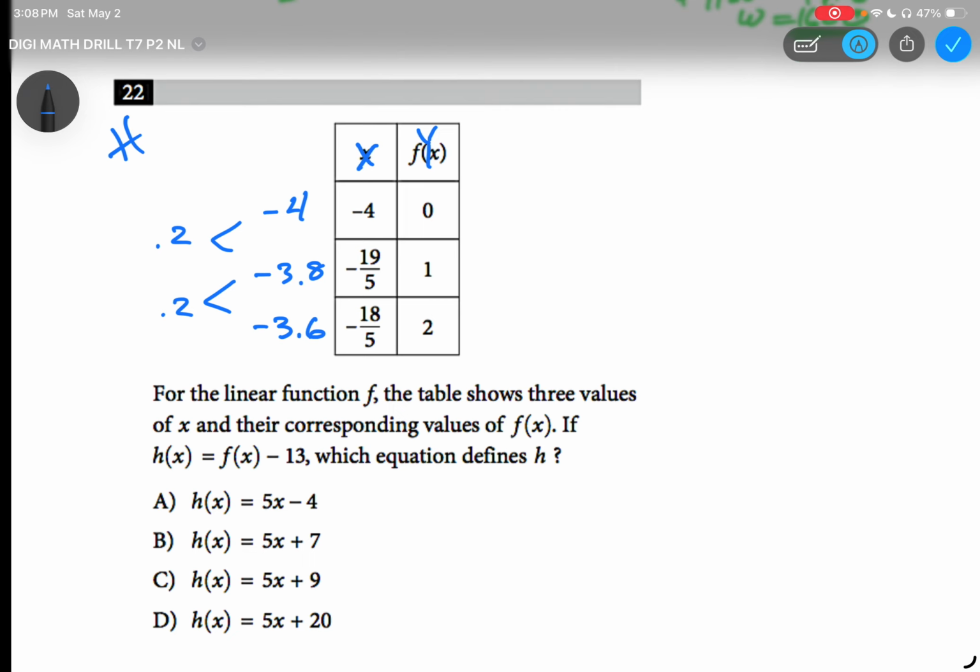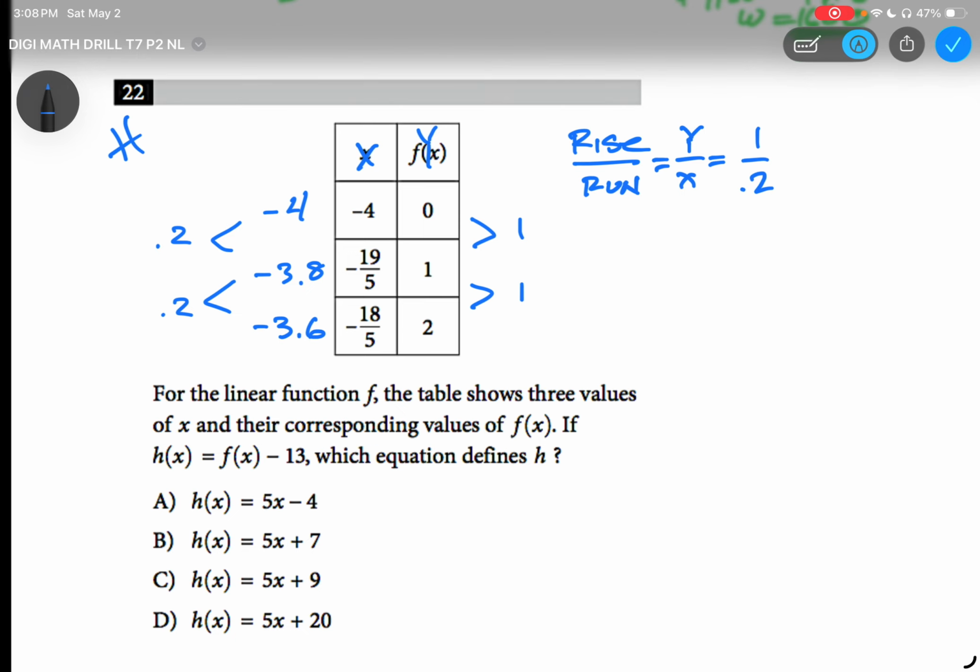Now take a look at the y's. The absolute value difference between those two is 1. The absolute value difference between those two is 1. So you know what we're looking at? We're looking at your rise over run. Your rise over the run is your y difference over your x difference, right? So the absolute value difference is going to be 1 over 0.2. You guys get that? And notice they're the same. So that means that this grid is linear.